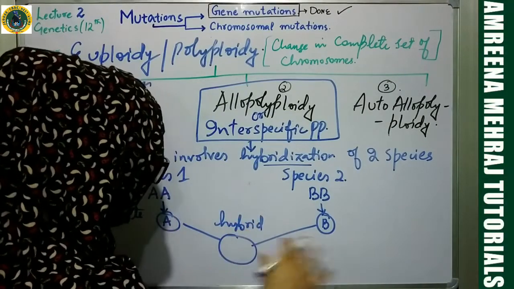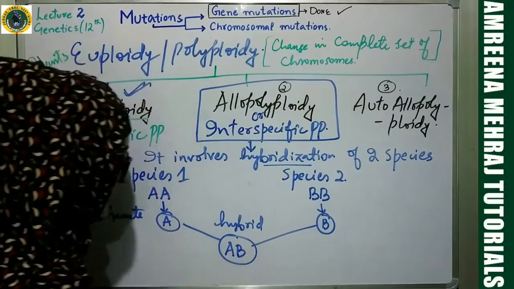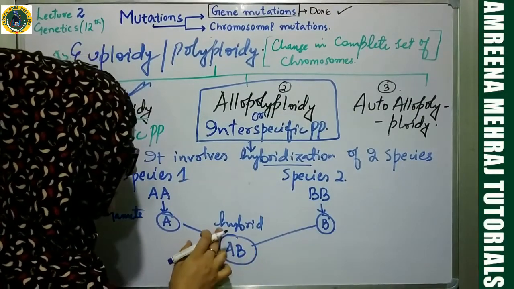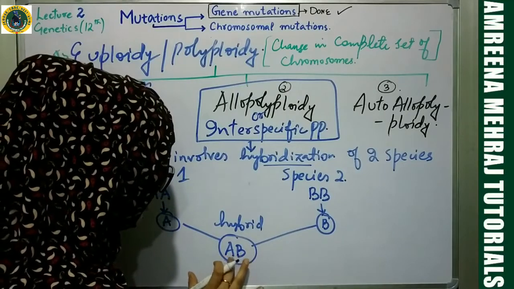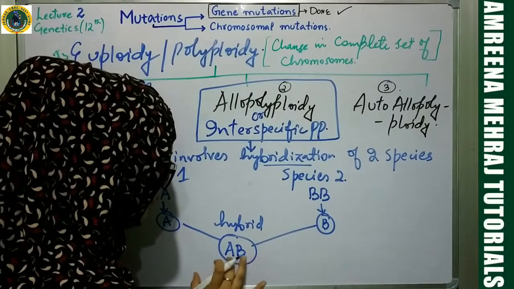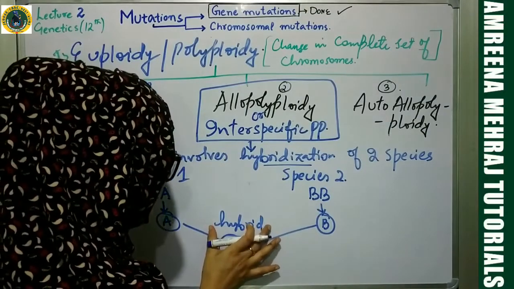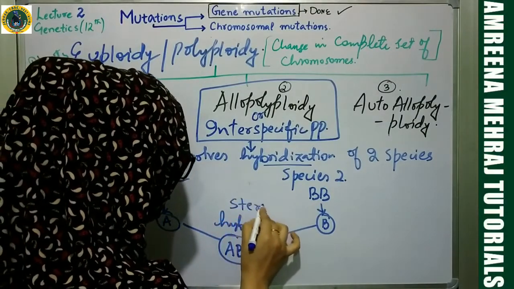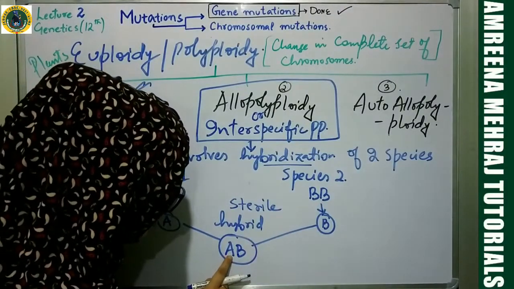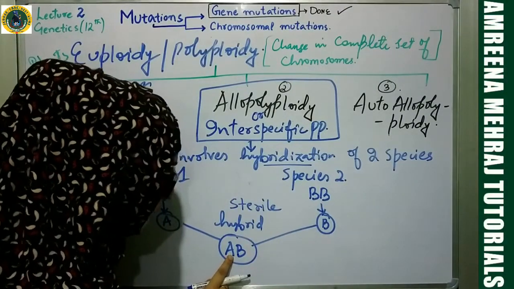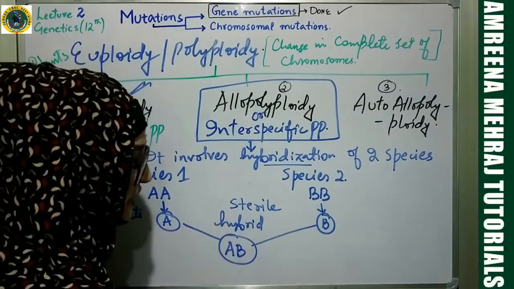We will get a hybrid which will be having A set and B set. So is it a normal variety or a hybrid variety? It's a hybrid variety because it has got genome from two different species. Okay. Normally, my dear students, this hybrid will be sterile. Because, think why it will be sterile. This chromosome set will not pair with this chromosome set because they are belonging to two different species.